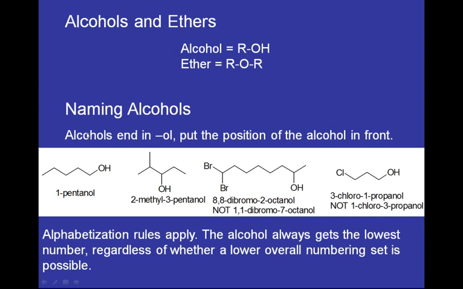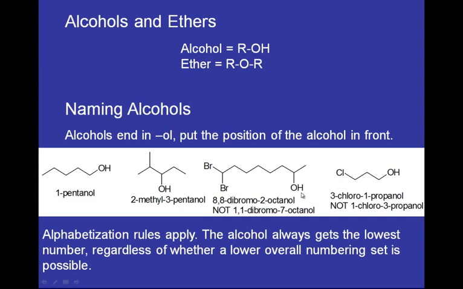When we're naming alcohols, the alcohols end in the suffix -ol, and you put the alcohol position in the front of the name. So if you had something like this, it'd be 1-pentanol. It's a 5-carbon chain, and the 1 here is because the OH is on the 1 carbon if we were numbering it. This one is 2-methyl-3-pentanol. So we've got 1, 2, 3. So it's 3-pentanol. That tells us the OH is on the 3rd carbon, and 2-methyl because the methyl group is on the 2nd carbon.